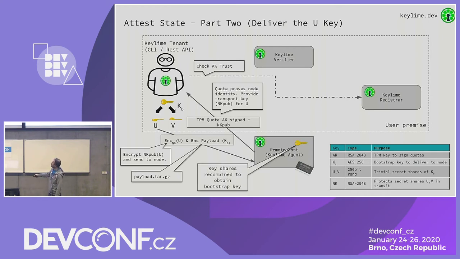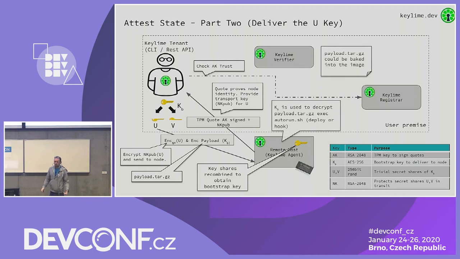So the agent then combines the keys again into one key. Now it has that full key. The secrets are unlocked. And then we have a deploy hook. So we have a script that will run, which could do anything. You could call an Ansible playbook. You could have perhaps a bash script that deploys an application. It's essentially up to you then.